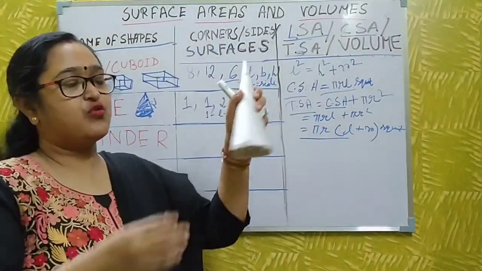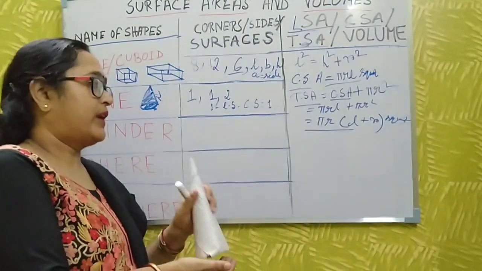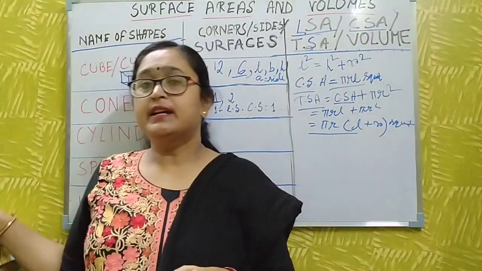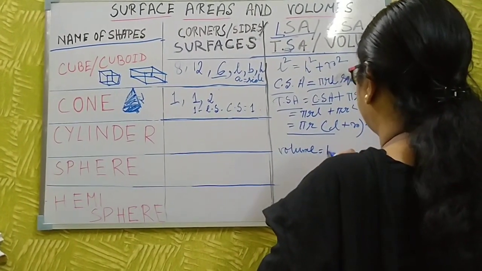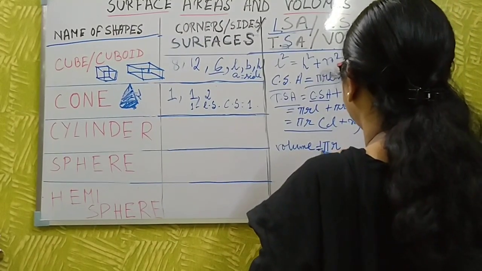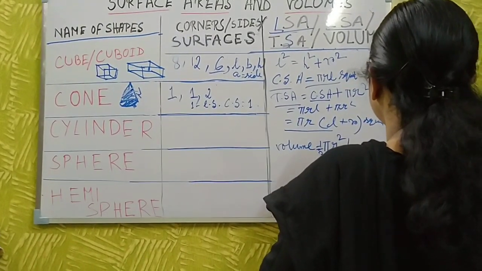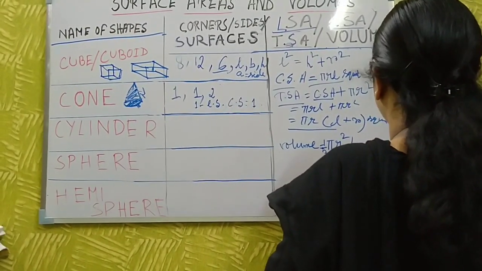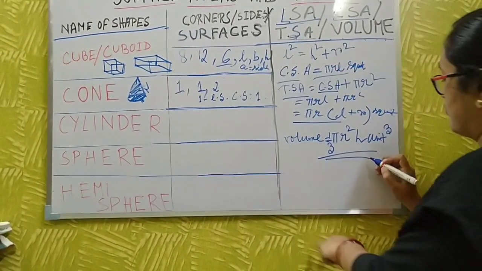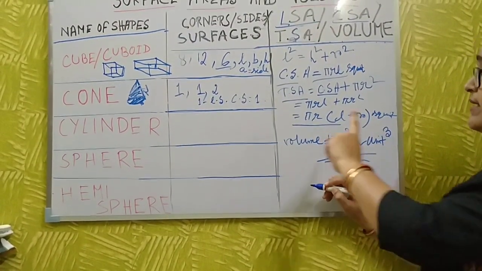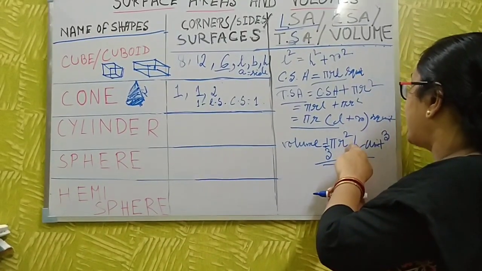Okay, now this is the cone I have already shown here. How much space is there inside? This is called the volume. Now the volume of the cone becomes 1/3 pi r square h, in unit cube. Unit square is for area and unit cube is for volume. So the volume of the cone is 1/3 pi r square h.